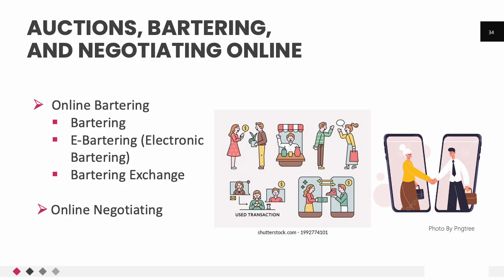But in electronic bartering, digital platforms facilitate the trades. For example, you swap your old gaming console for concert tickets on swapthing.com. I think it's a common activity. And then the bartering exchange, which uses trade dollars, like 1 hour of web design equals 100 credits.